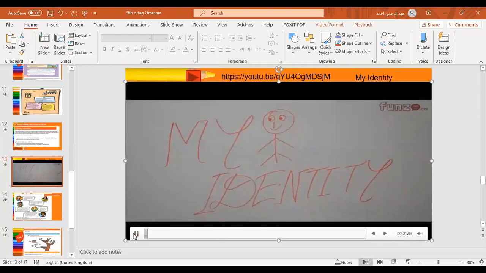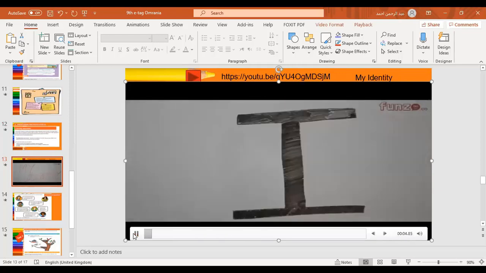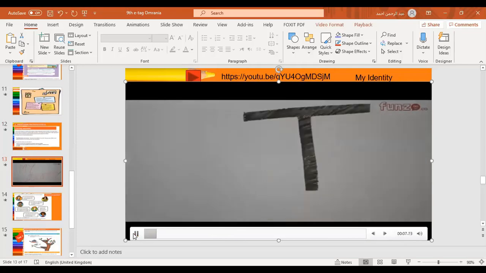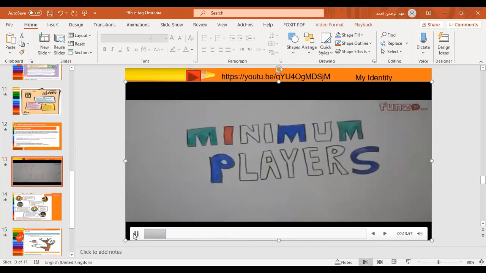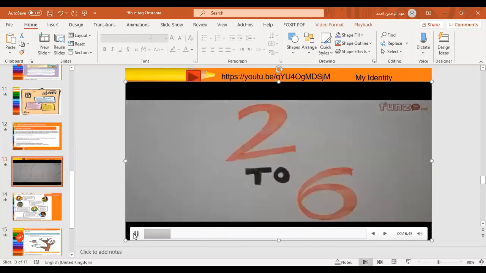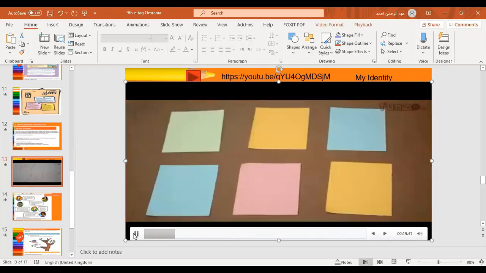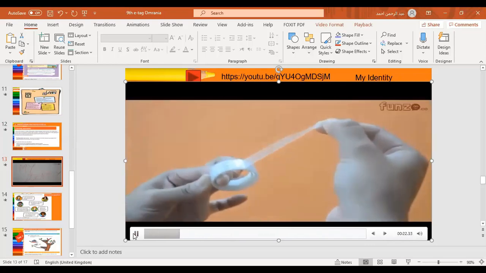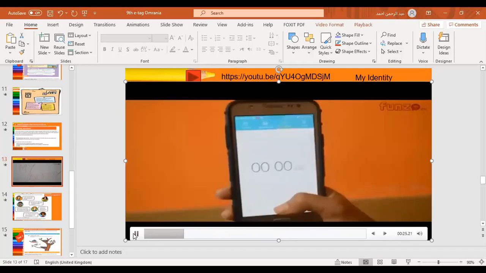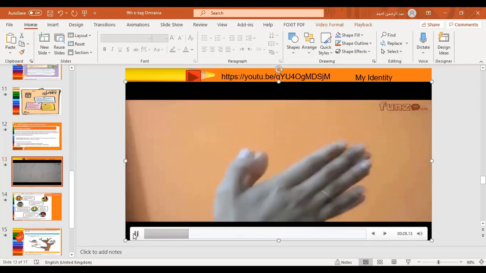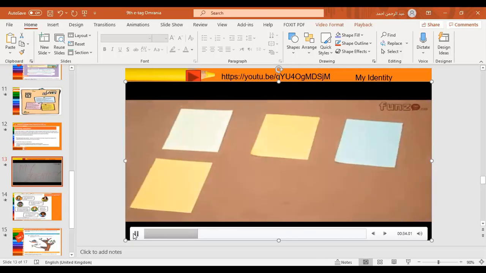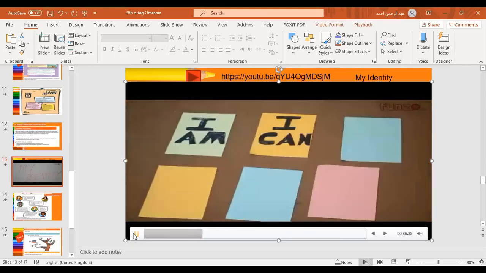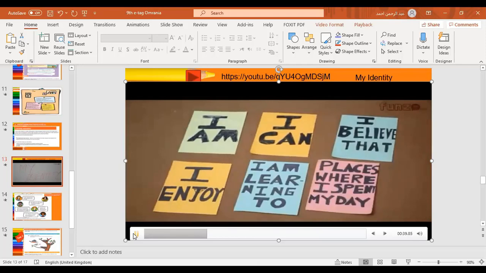My identity. This activity helps a child to understand and express different aspects of his or her identity. It can be played with players of all ages. The activity requires 2 to 6 players. Materials required for this activity are 6 blank cards, chart paper, sellotape, any music on phone, TV, or radio, a dice, and a timer. If music is unavailable, someone can volunteer to sing, clap, or snap fingers. Now write the following phrases on the blank papers in large fonts: I am, I can, I believe that, I enjoy, I'm learning to, all the different places where I spend my time in a day are.